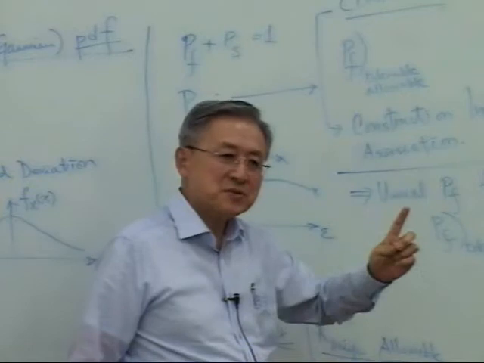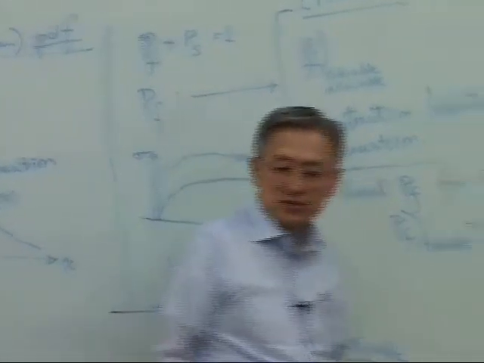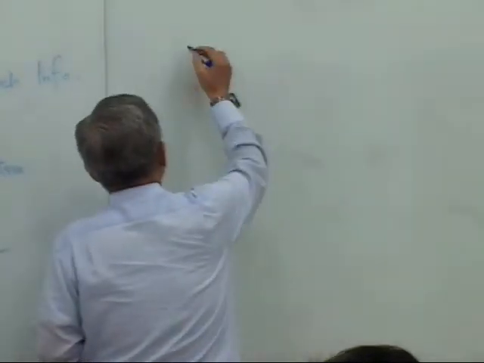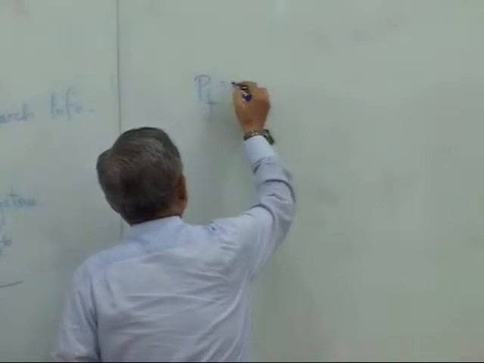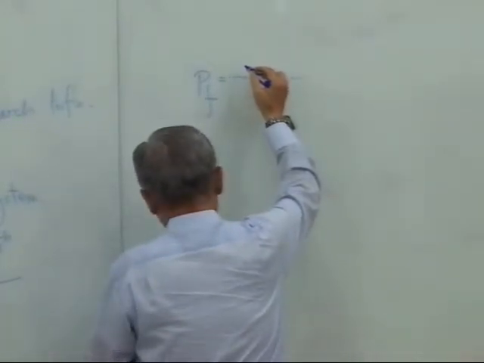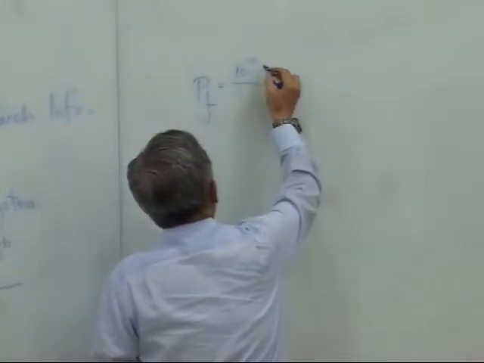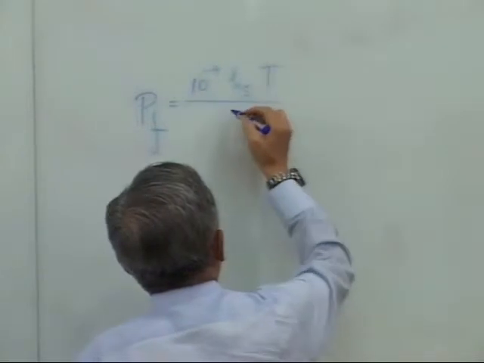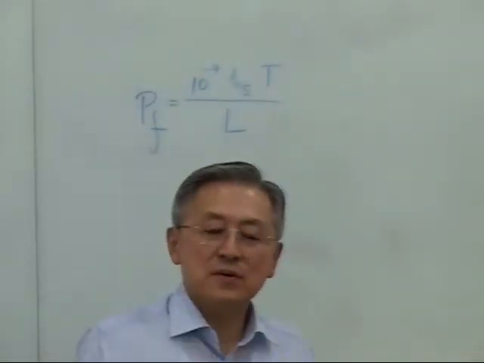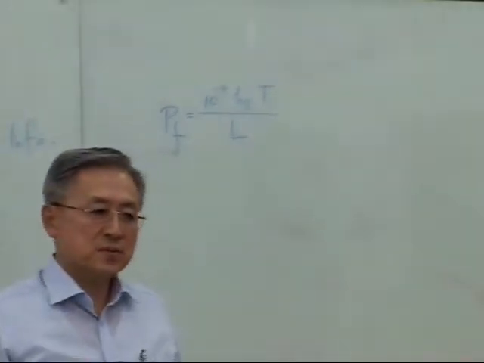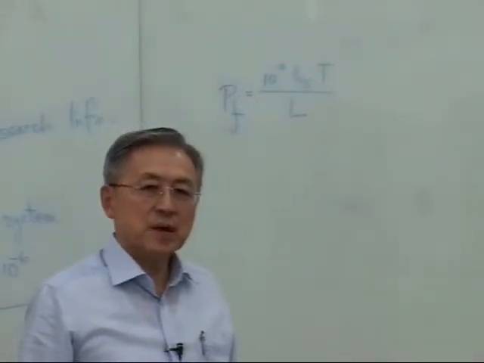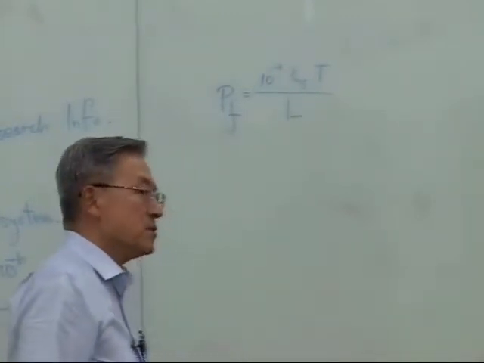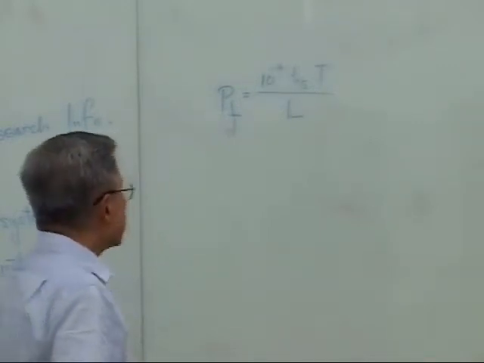But CIRIA proposes a particular equation set, like this: PF equals 10 to the minus 4 times zeta S times t over L. I don't know where this particular equation came from, but this is a good proposal for the tolerable, tolerable meaning allowable.